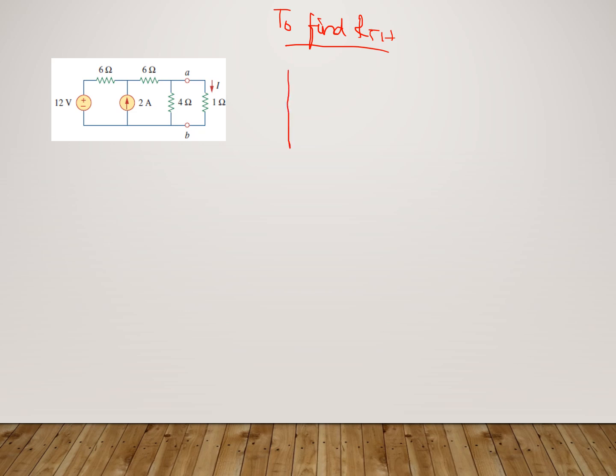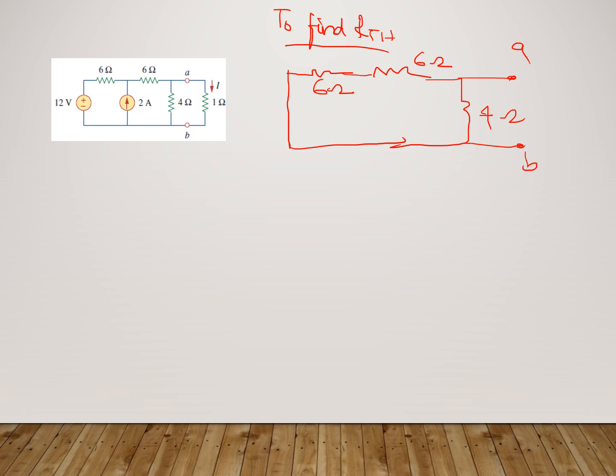So the 12 volt source is made a short circuit, and the 2 ampere is a current source. So current source is open circuited, so that will also not be there. So now remaining is 6 ohm, and this is the 4 ohm, and these are the terminals across which we have to find out.